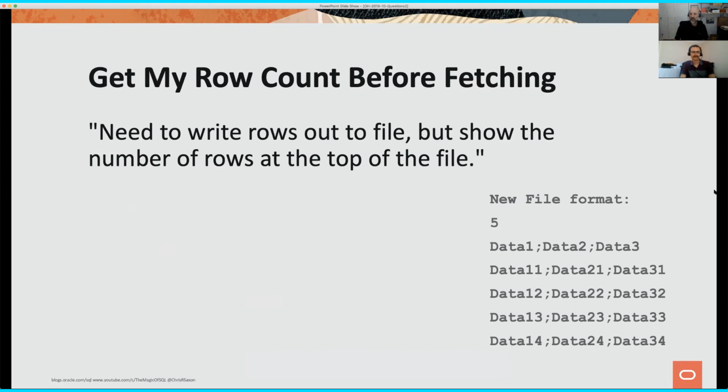Moving right along. So the next question that came in was kind of interesting. Get my row count before fetching. So this person had a situation where they were getting data out of a table or a set of tables and then writing it out to a file, and they were taking multiple columns and combining them onto a single line, as you see, data 1, data 2, data 3. And a new requirement had come out that they needed to, at the top of the file, indicate the number of lines in the file. Now, so 5 and then the 5 lines.